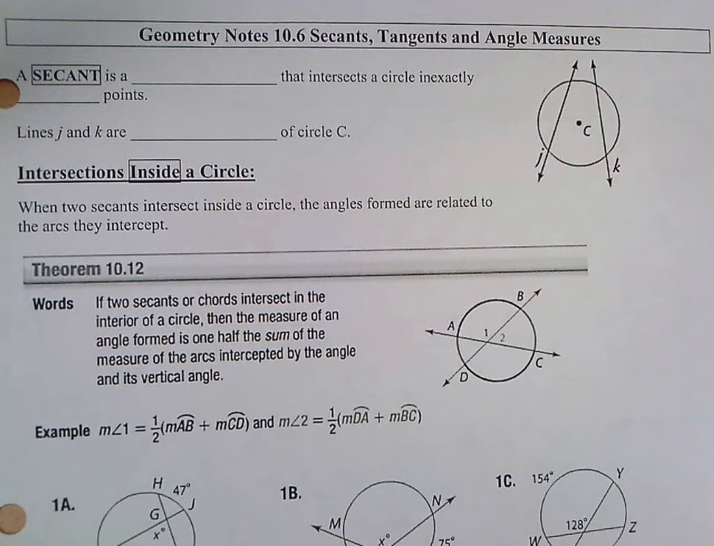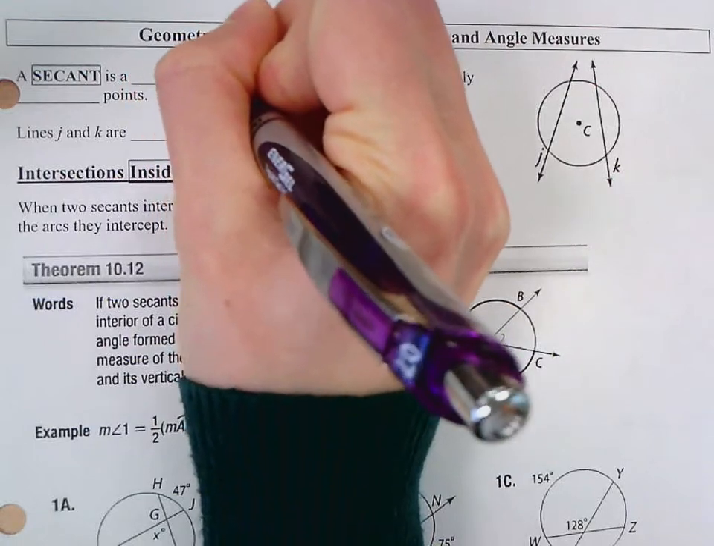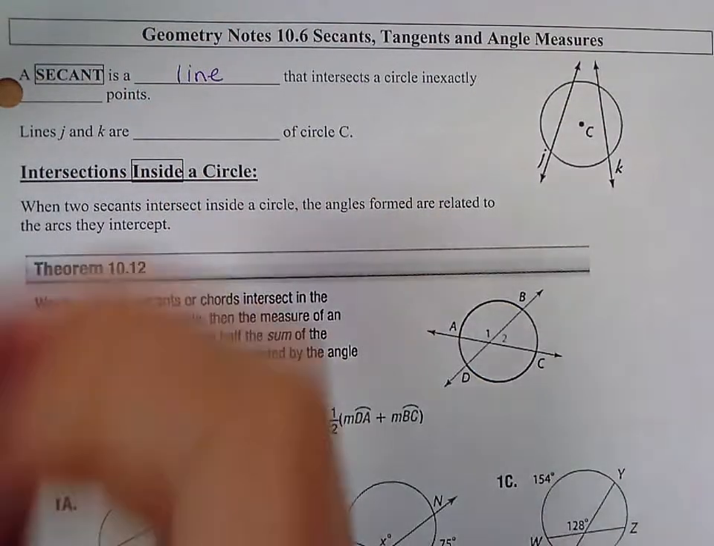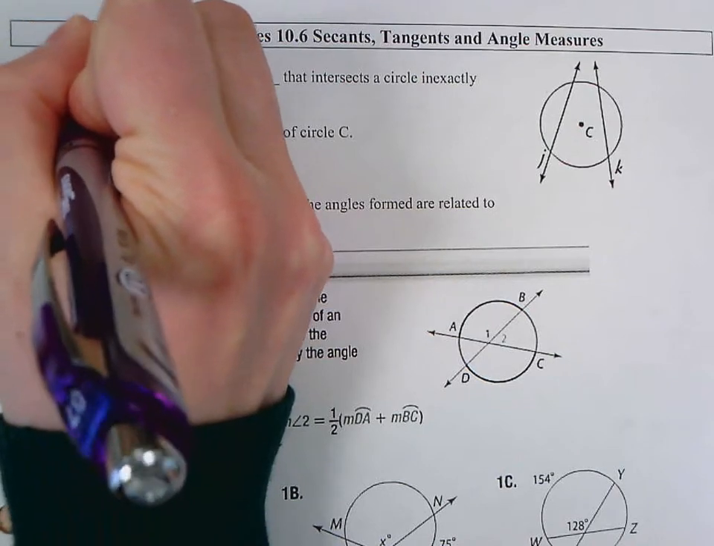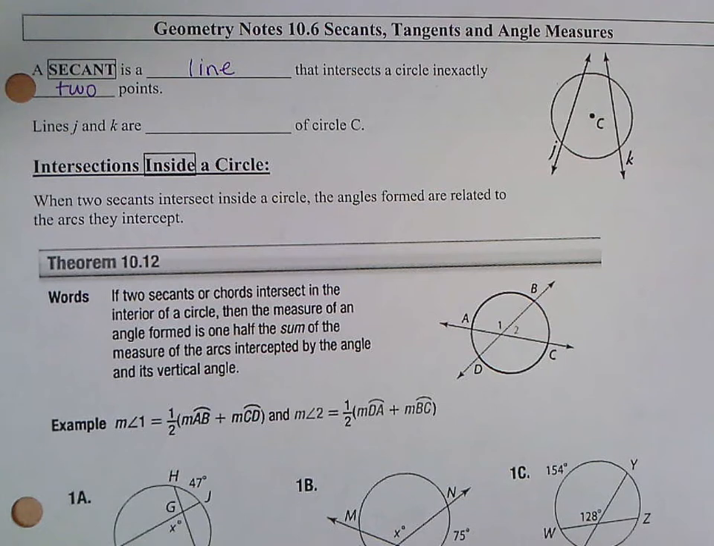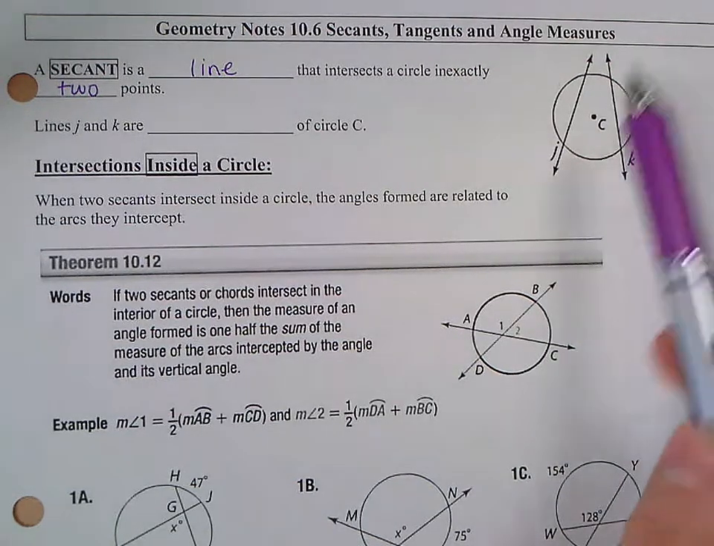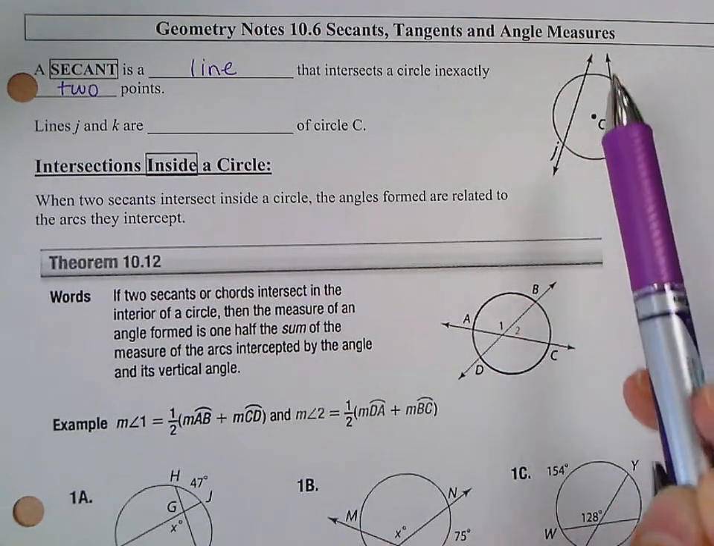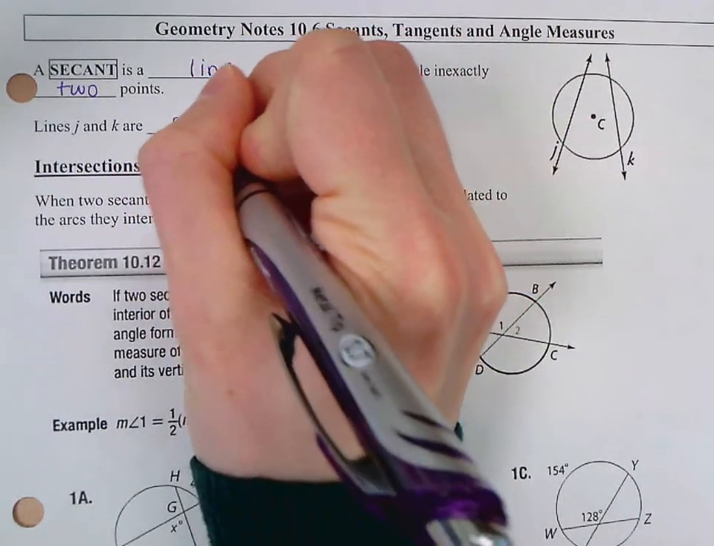So starting out, we have what a secant line is. A secant is a line that intersects a circle in exactly 2 points. Remember from yesterday, a tangent was a line that intersects a circle at exactly 1 point. It just touches a circle. Another way to think of a secant, it's a line that just goes through the circle, so it's going to intersect it twice. If you look at this diagram for circle C, line J and line K are both secants of circle C.